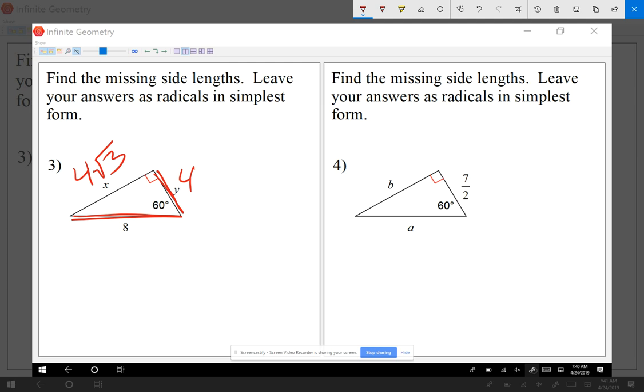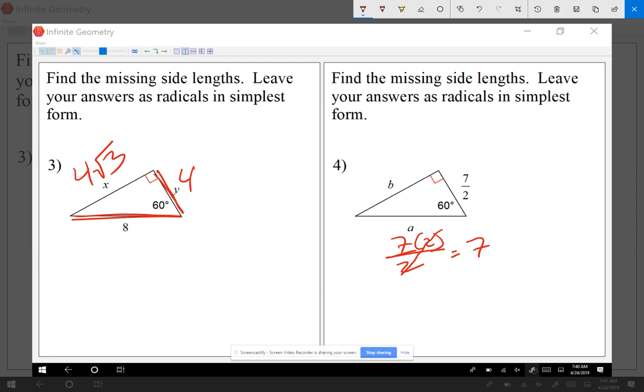Now, looking at question number 4, I'm starting from the short side, which is 7 halves. I have to multiply 7 halves times 2. Because I'm multiplying, I'm going to put my 2 on the top. So the short side times 2 should give me the hypotenuse. I can say, well, the 2's cancel out, and my answer is 7. The short side times 2 gives me the hypotenuse.